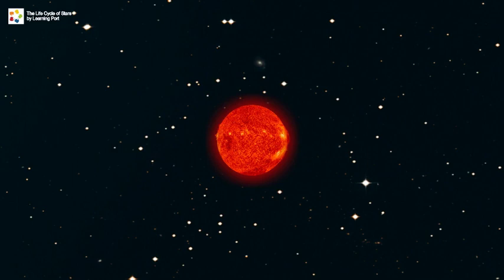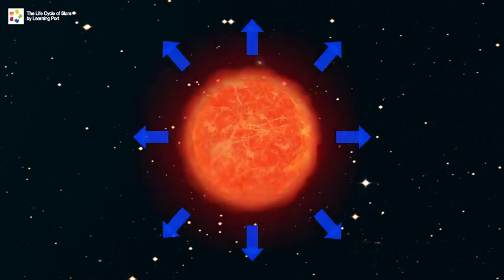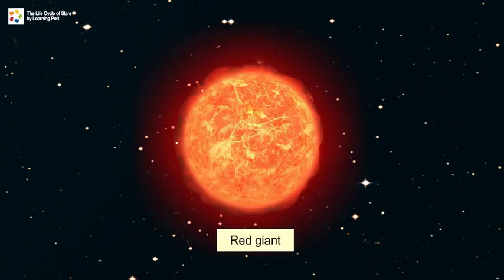A star approaches the end of its life cycle when it exhausts its supply of hydrogen fuel in the core and starts burning the hydrogen in its outer layers. This causes the star to expand rapidly and become a red giant.